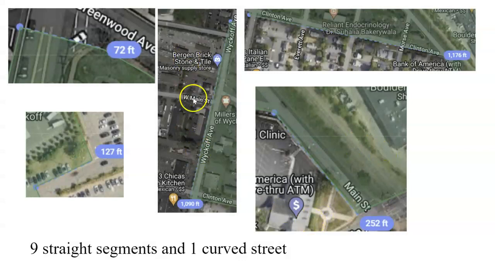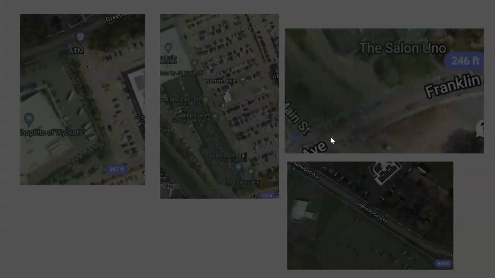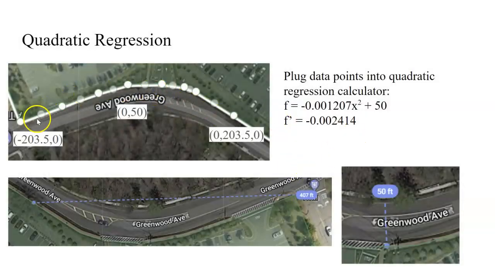So first, I measured the straight segments of the trail using the measure and distance tool in Google Maps. So these are the first 5 segments of the trail, and these are the next 4. So lastly, I had to find the length of this curved street.